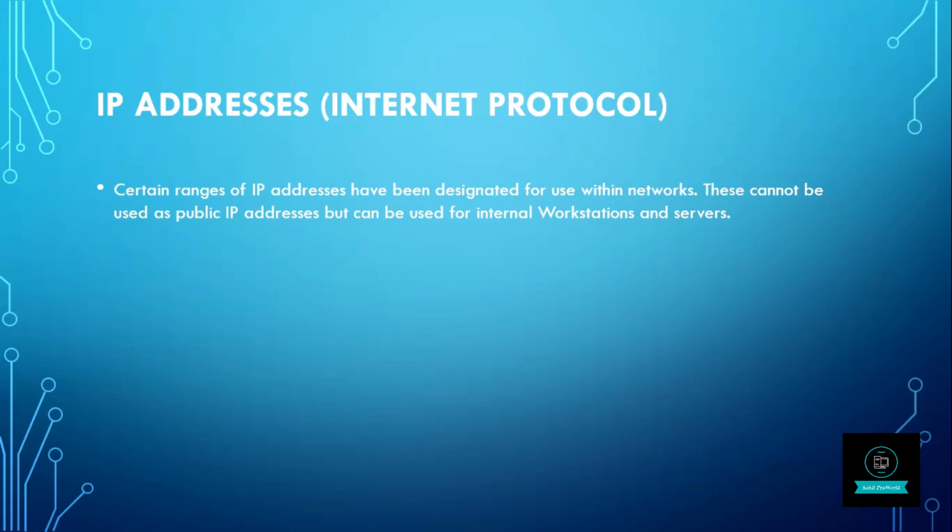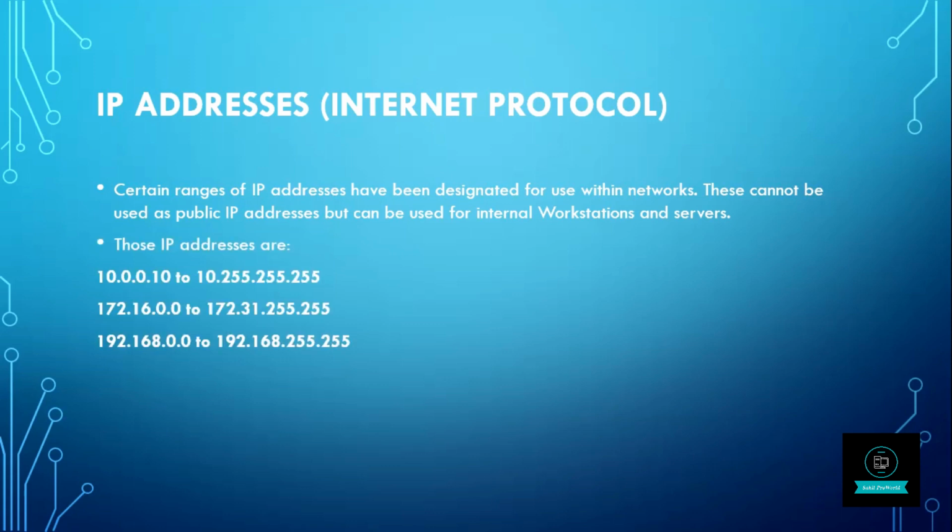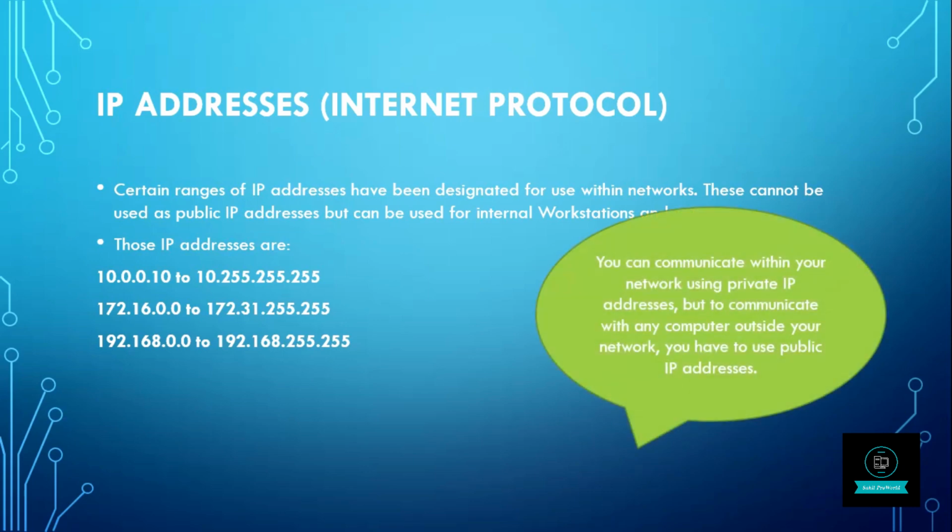Certain ranges of IP addresses have been designated for use within a network. These can't be used as public IP addresses, but can be used for internal workstations and servers. Those IP addresses are 10.0.0.102, 10.255.255.255, and 172 series and 192 series. You can communicate within your network using your private IP address. But to communicate with any computer outside your network, you have to use a public IP address.